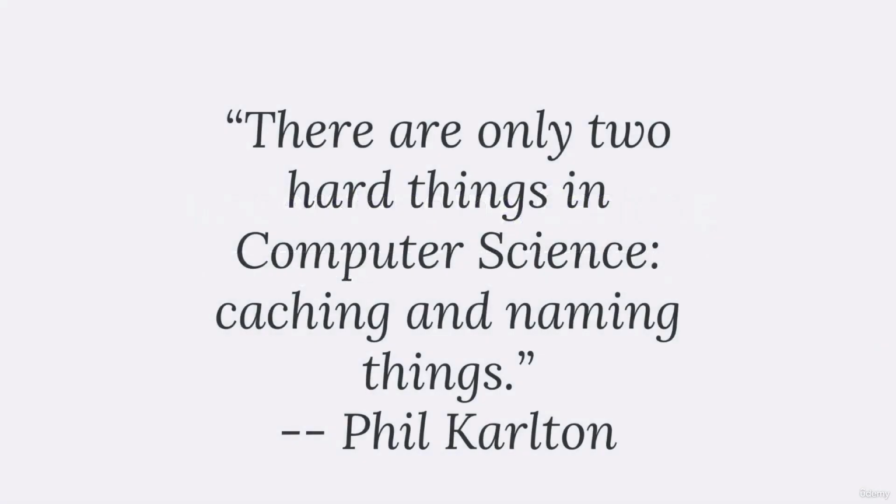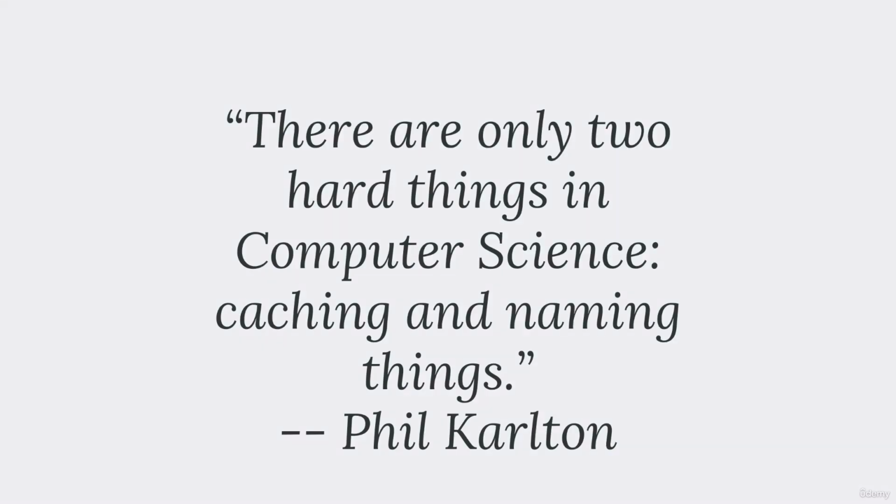There's a famous quote by Phil Karlton that goes like this: "There are only two hard things in computer science, caching and naming things." Caching is meant to increase the performance of an application, but the question is, when and how do we use caching? That's a tricky question to answer because there are various strategies available for implementing caching.